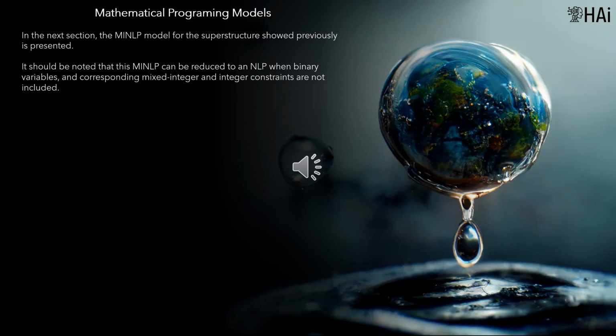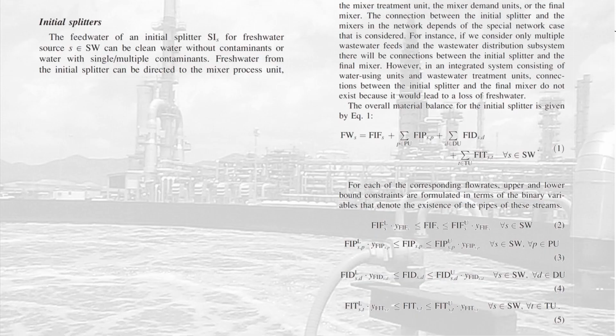You can pause the video to take a closer look at the algebraic formulation. Initial splitters. The feed water of an initial splitter SIS for freshwater source S can be clean water without contaminants, or water with single or multiple contaminants. Freshwater from the initial splitter can be directed to the mixer process unit, the mixer treatment unit, the mixer demand units, or the final mixer.